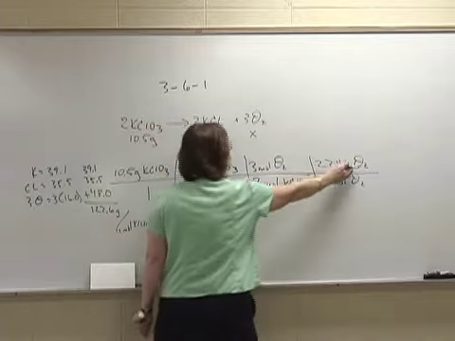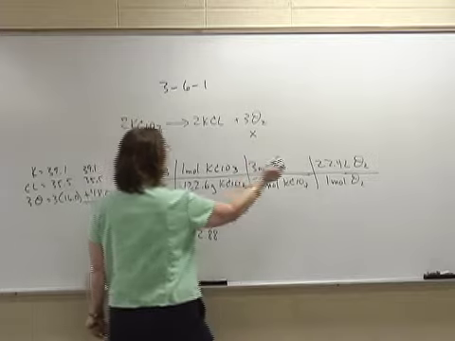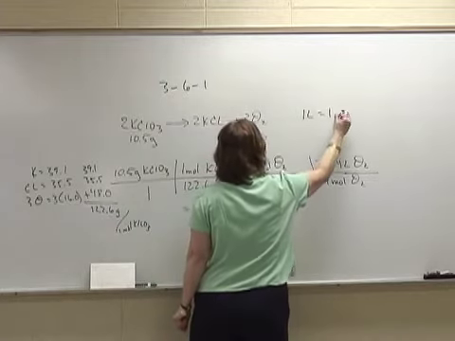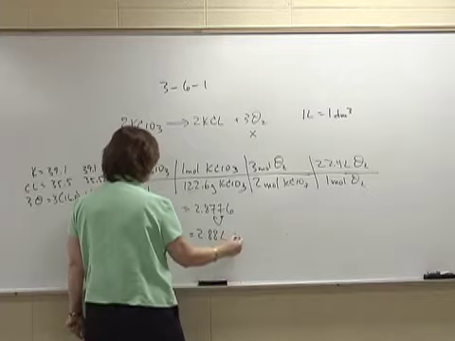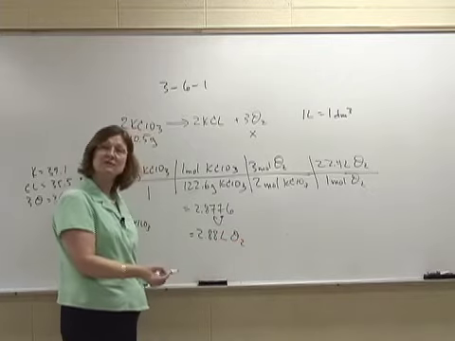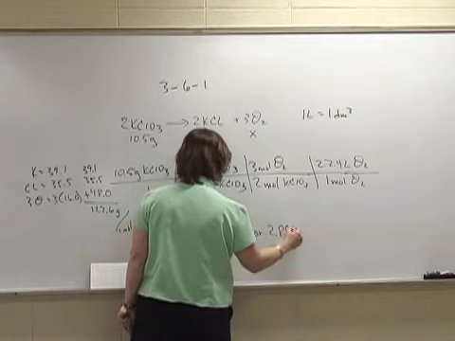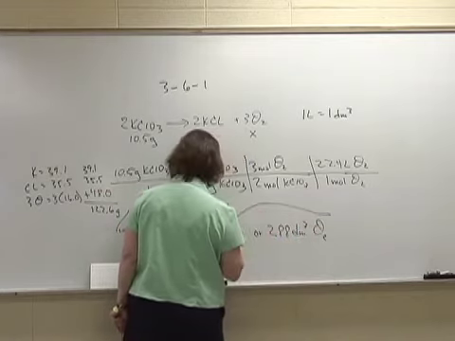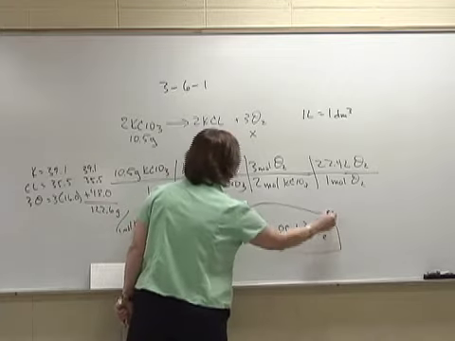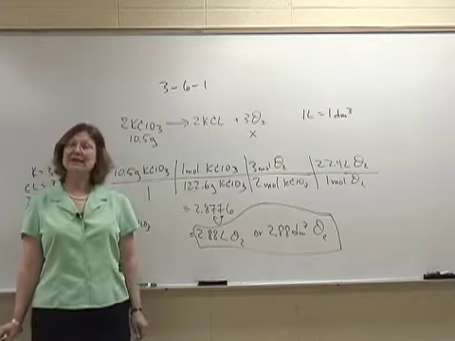Oh, I used liters here. So the liters and decimeters cubed are interchangeable. 1 liter equals 1 decimeter cubed. And therefore, this would be 2.88 liters of oxygen, or 2.88 decimeters cubed of oxygen. Would be the same answer. And that's how we do the sample problem.